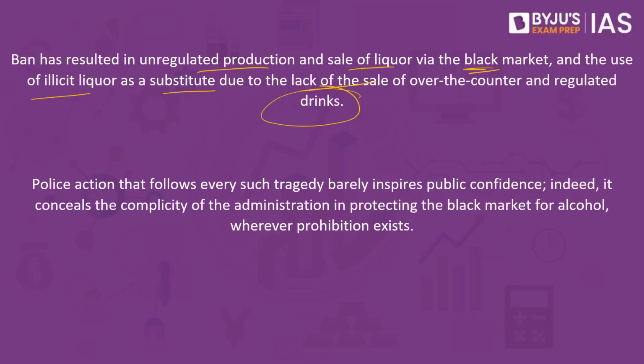Added to it, police action that follows every such tragedy barely inspires public confidence. Indeed, it conceals the complexity of the administration in protecting the black market for alcohol wherever the prohibition exists. Ideally, it is the police officers who should be bringing a bar to this. They should make sure that such activities should not happen, but there is also an allegation that these police officers are indirectly involved. They are also supporting such lobbying groups, and as a result, they are not able to keep a check of such things that are happening in the state of Gujarat.